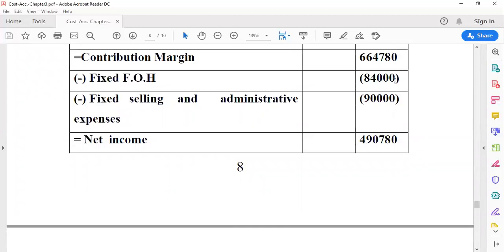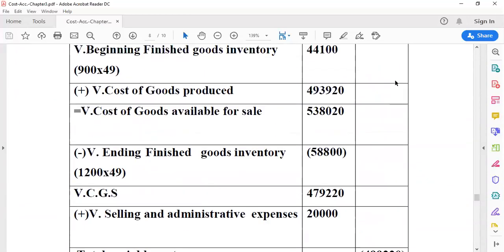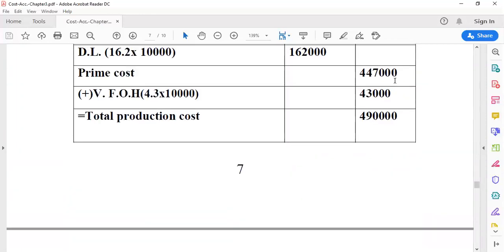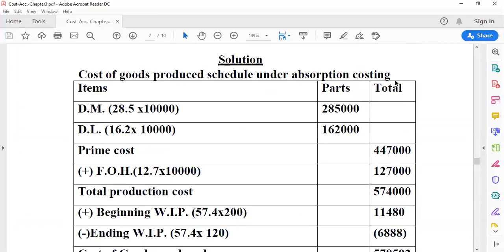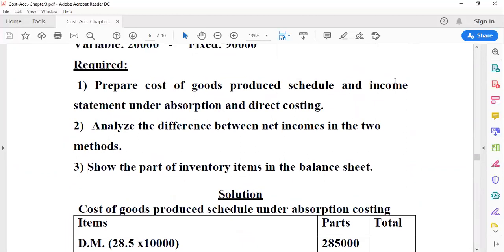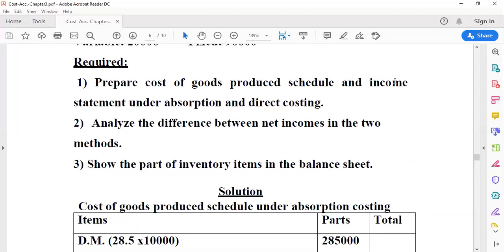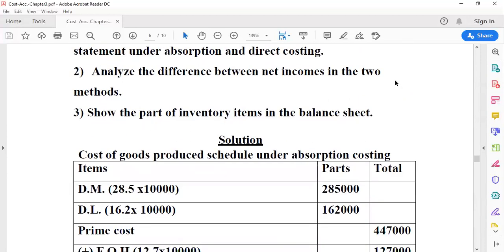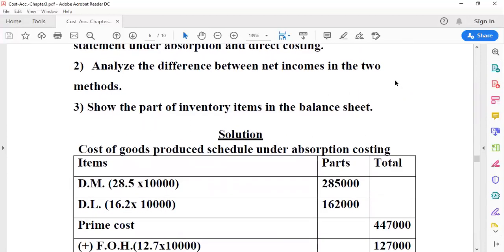Okay, what are the second requirements? Let me go back to the example here. It says the first requirement is to prepare the cost of goods produced schedule and income statement under absorption and direct costing, and that we have done. We finished this in the last Zoom video and the beginning of this video. The second requirement is to analyze the difference between net incomes in the two methods.